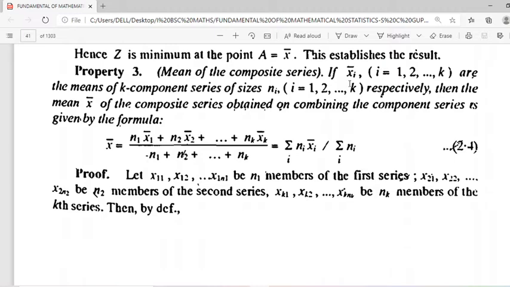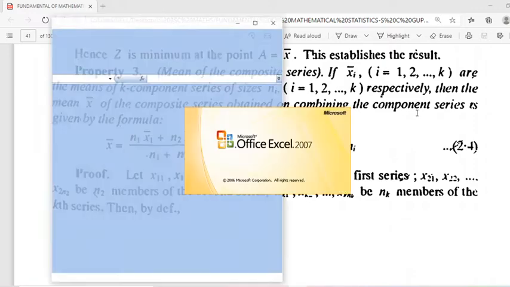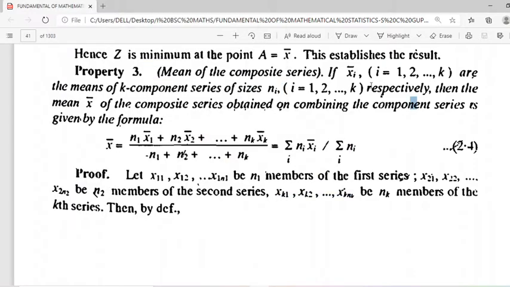Let us consider the mean of k number of series. That is, first series is having mean x1 bar, second series is having mean x2 bar, etc., xk bar. I will show you an example, and so we have to find out the combined mean of the series.